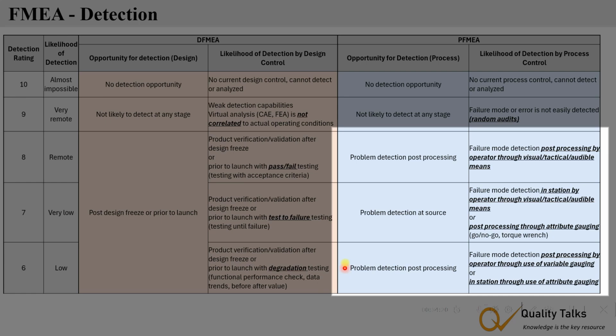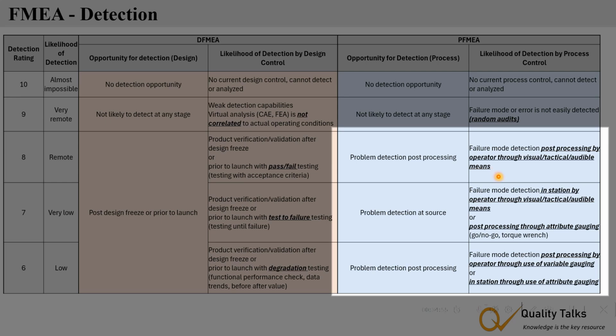Coming to the process part. Here, failure mode detection post processing by operator through visual, tactile, audible means. After the part is made, post processing, you are able to detect through visual, tactile or audible means. It means you need an inspector who is able to detect visually, tactilely or by audible means. Here the skill of the inspectors plays a vital role.